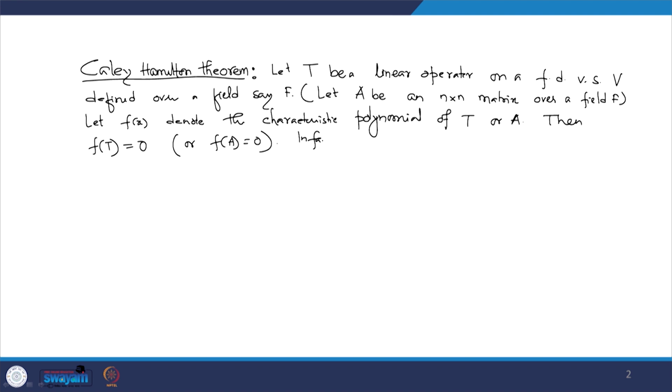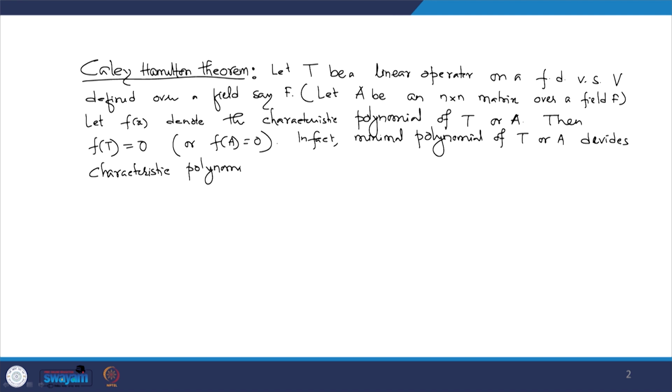In fact, it says that the minimal polynomial of T or A divides the characteristic polynomial of T or A.